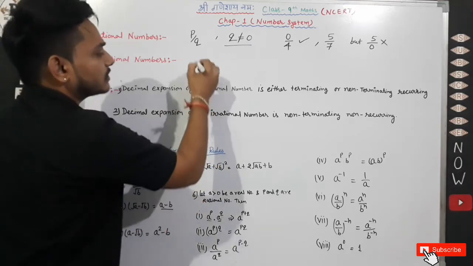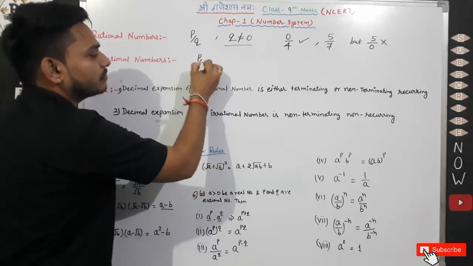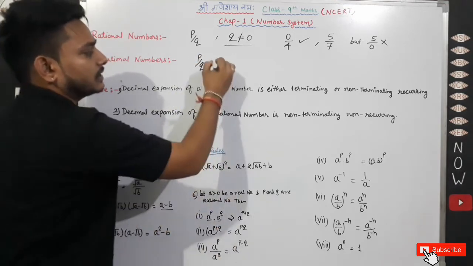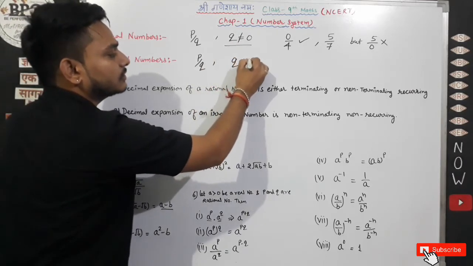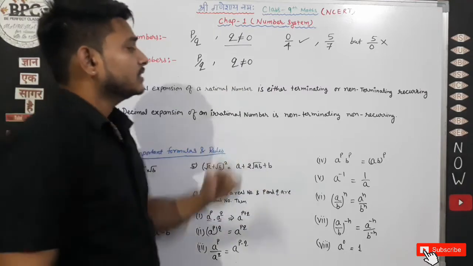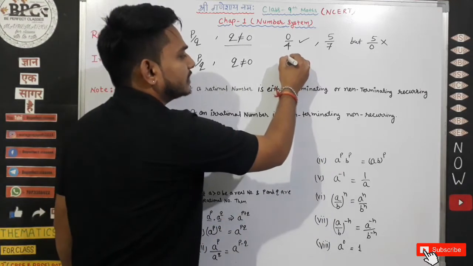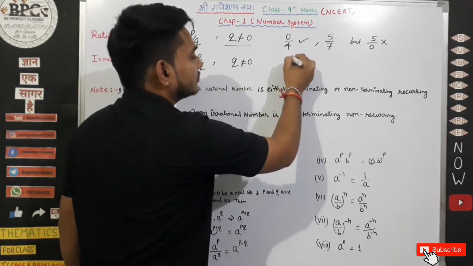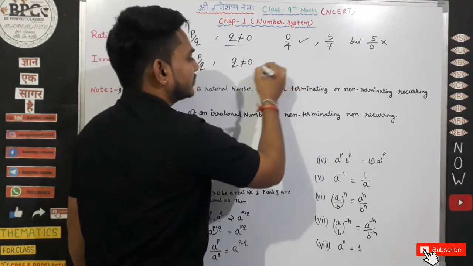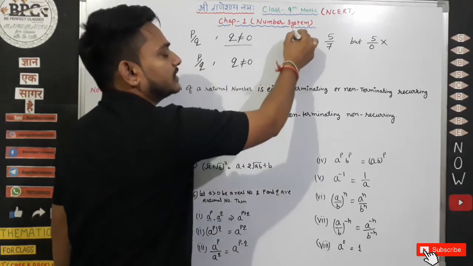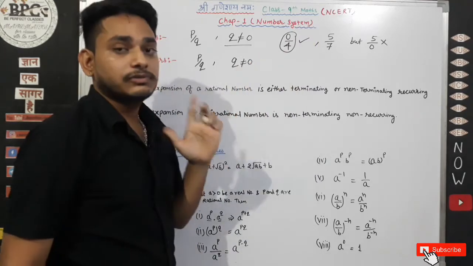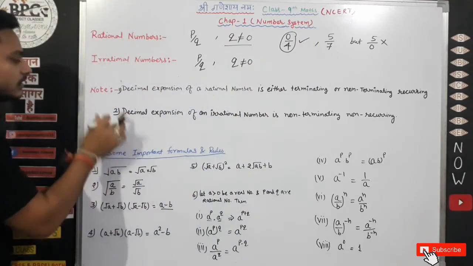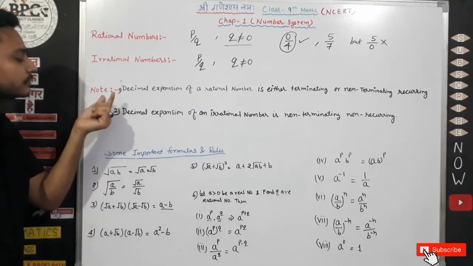The irrational numbers cannot be written in the form of p upon q, and there is also a condition which is q is not equal to 0. That is, irrational numbers cannot be written in the form of p upon q in this form. Okay, and the value of q is not equal to 0 also here. Now we have some notes.